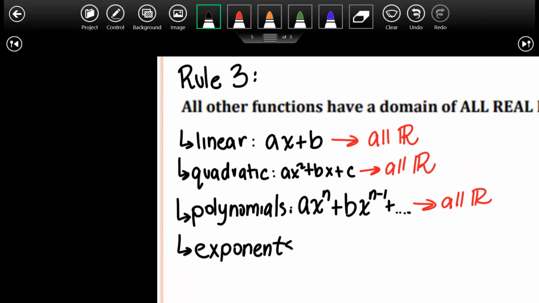Exponents, e to the x, look at the dot dot dot. If it's not a fraction, if it's not a square root, always going to have an all real number solution. So if it doesn't have a fraction or a root, that's the answer.